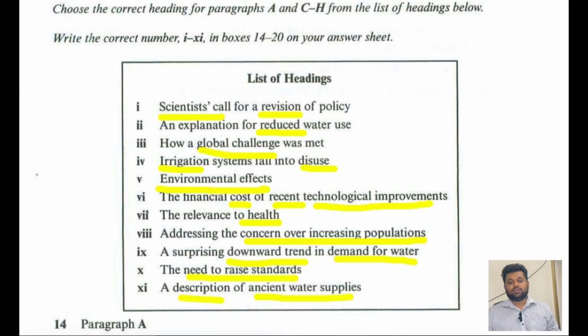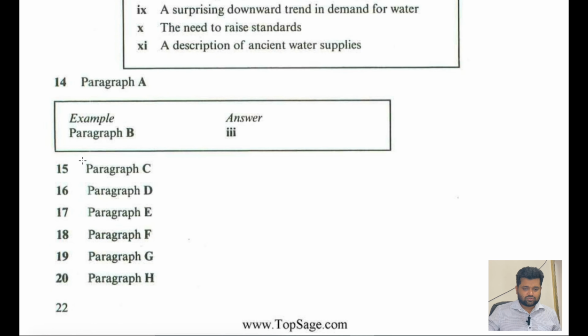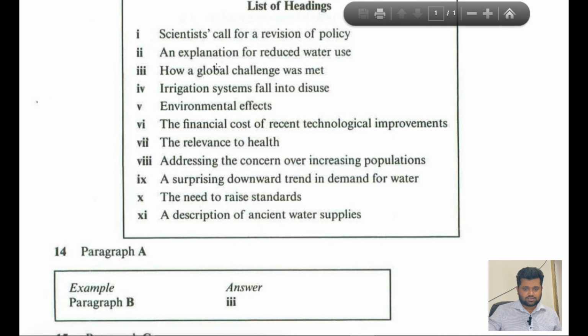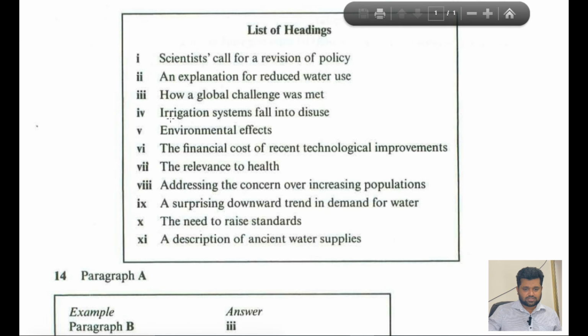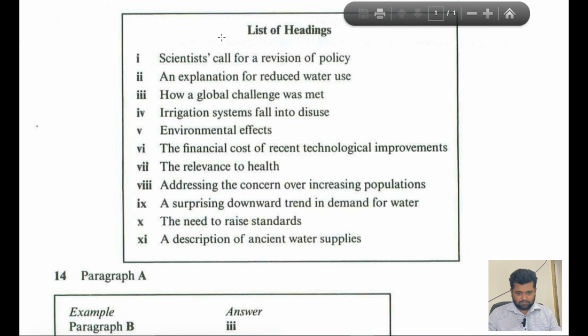Then we go to the passages. We also see there is an example which has been given. The example is Para 2 has an example. This matches with headline, sub-headline details. Number 3, how a global challenge was met. No problem. We 100% have to solve para 1, so we can read the para 1 and match with the solutions.